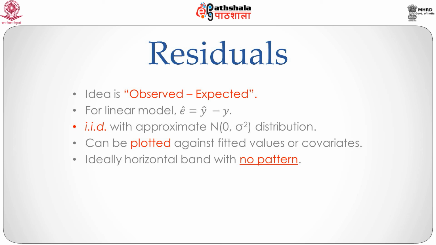Even if they are not necessarily normal, they are IID with 0 mean and variance sigma squared, so we can plot them either against the fitted values or the covariates. The broad idea from a residual plot is that it should be a horizontal band with no pattern. The moment we see a pattern in a residual plot, we know that there is some source of error which we need to go back and investigate.